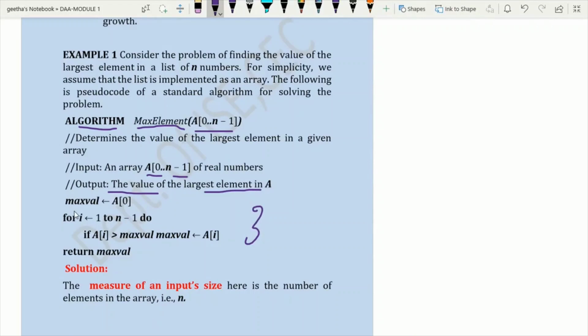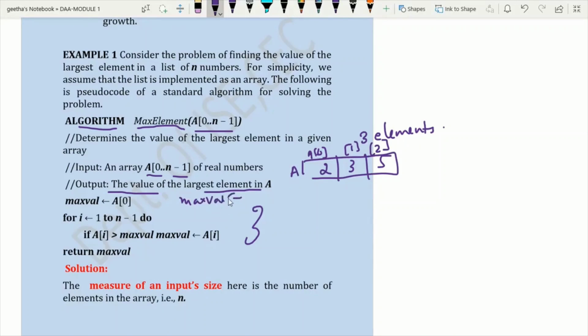So maxval equals A[0], initially the first array element. Let me take an array A with 3 elements: 2, 3 and 5. So A[0] is this value, A[1] is this element, A[2] is this element. Initially the max value is the first element. After that I'll be comparing this max element with the remaining elements.